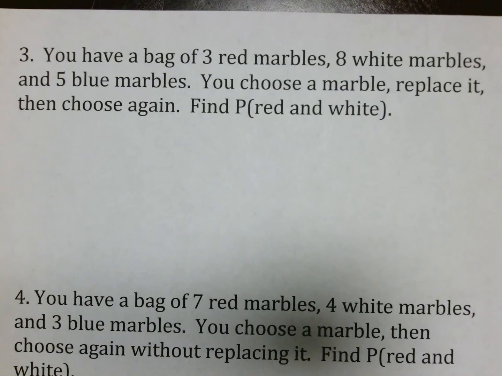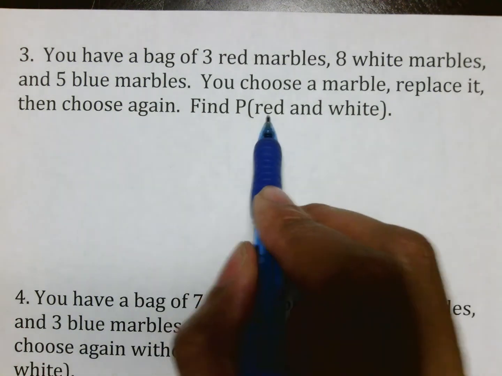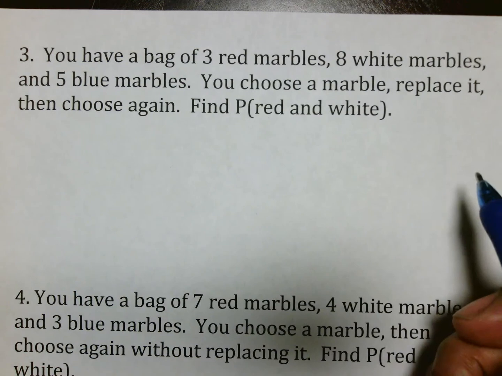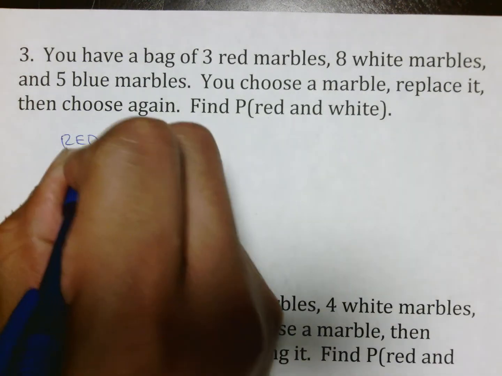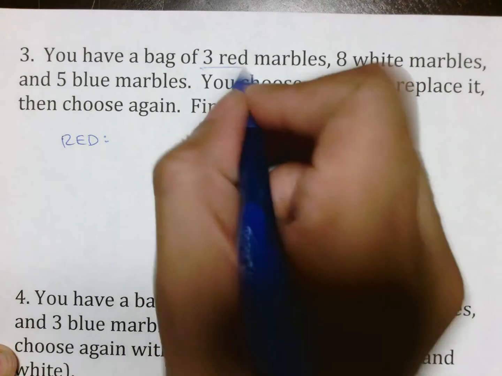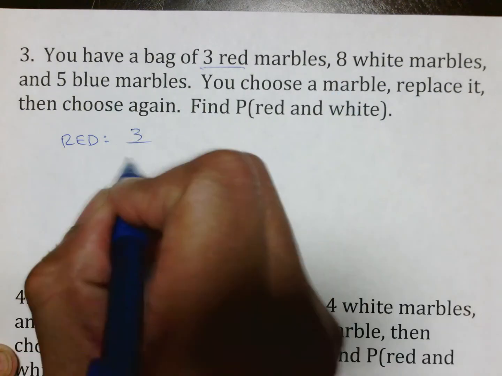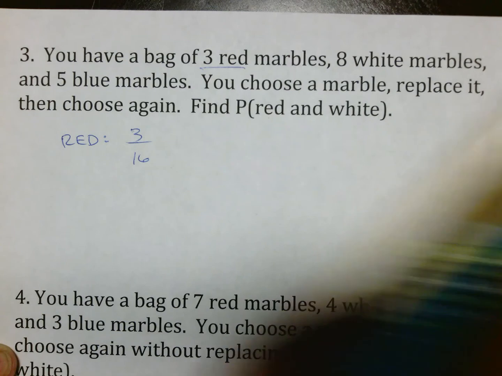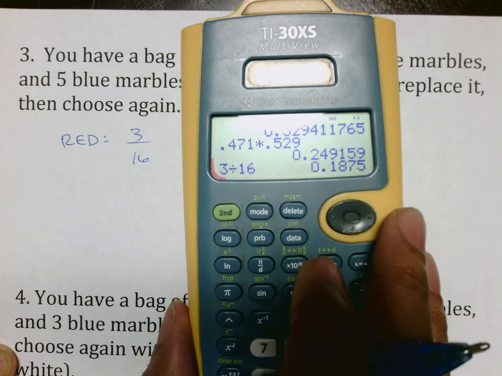That's what AND is. So a different type of AND is you have 3 red marbles, 8 white marbles, 5 blue. You choose a marble, replace it, then choose again. This is saying find the probability of choosing a red and white marble. Alright, so again, what you do here is take each part, probability of selecting red, 3 good ones out of 3 plus 8 plus 5, 16, which I'll go ahead and convert, 0.188.